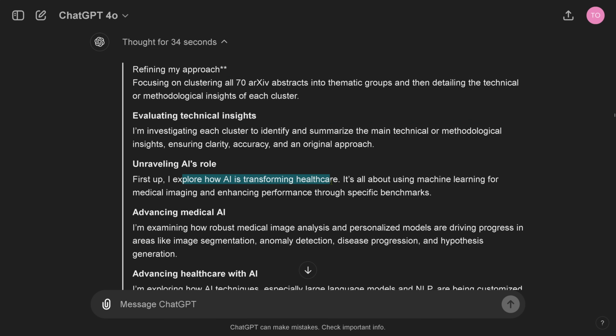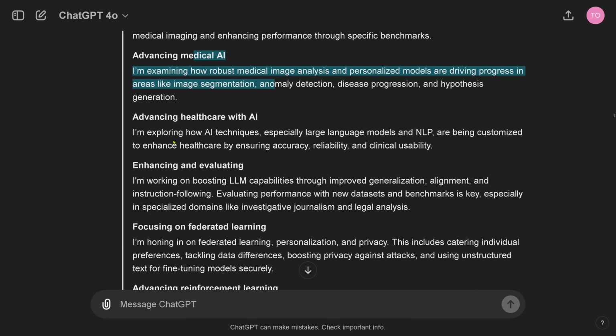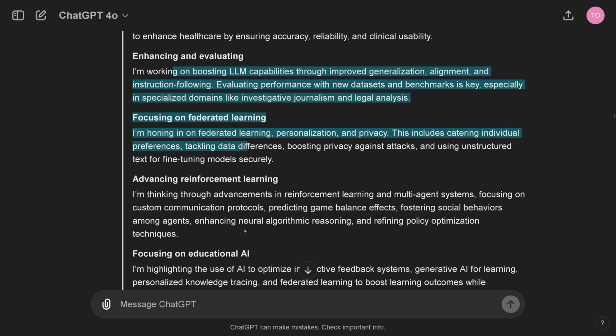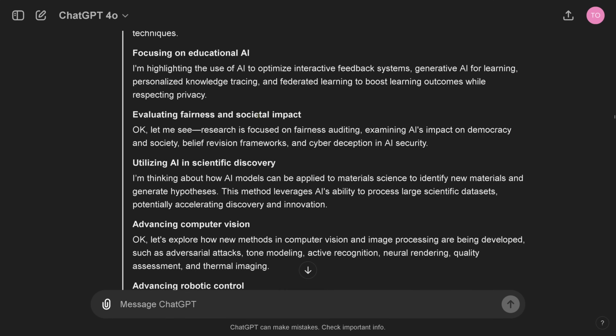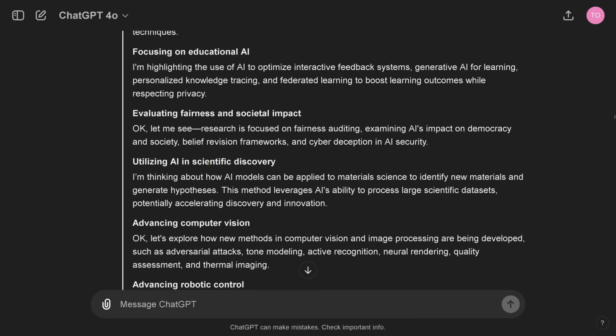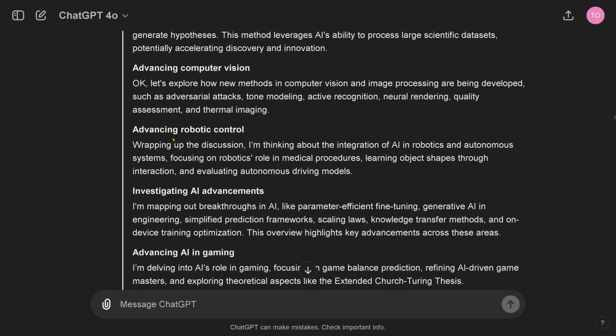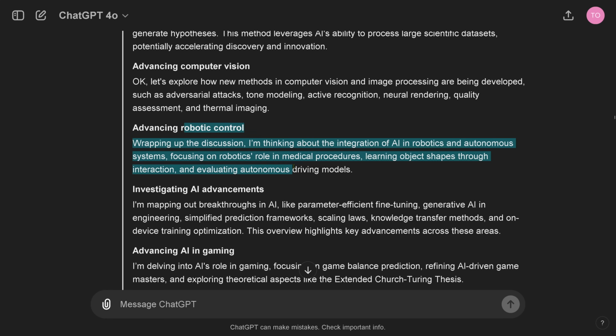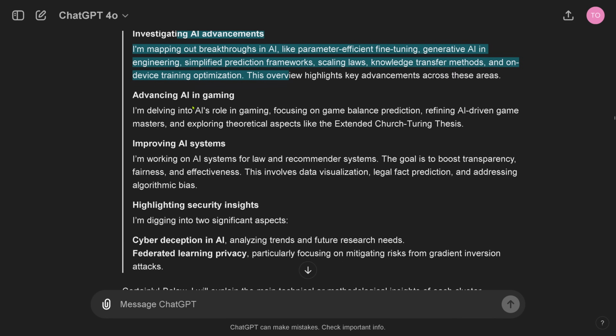I explore how AI is transforming healthcare. This was topic number 1, advancing in medical AI, enhancing and evaluating, reinforcement learning, educational AI, fairness, ethics, cyber deception, scientific discovery, computer vision, robotic control. You see all the topics that we just had in our clusters. Investigating AI advancement, AI in gaming, improving AI system here, law, recommender system, transparency, fairness, data visualization. I'm digging into 2 significant aspects, cyber deception and federated learning, privacy.